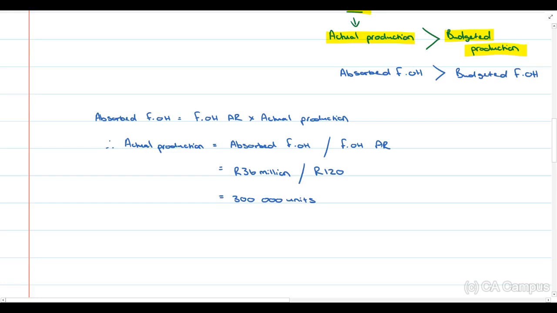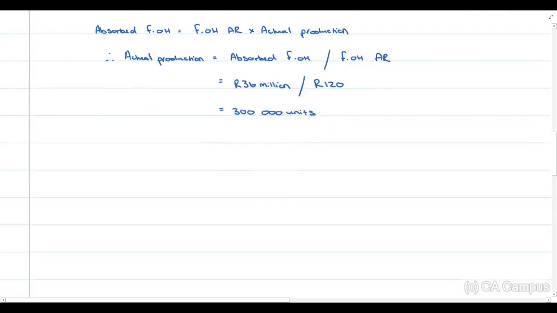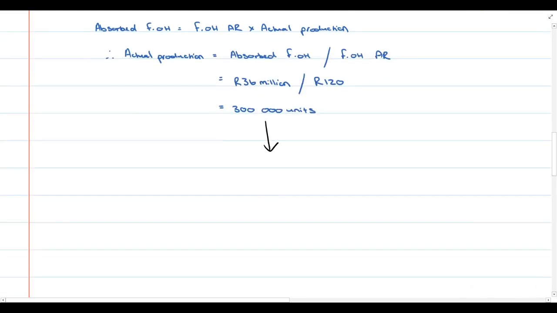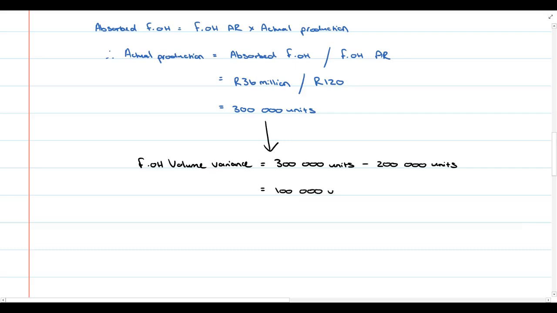And just to make sure that you're happy with the understanding of everything over here, we can take this one step further. Remember, the volume variance, fixed overhead volume variance to be more specific, is the difference between what they actually produce and what they budget to produce. So if they actually produced 300,000 units and they budgeted to produce 200,000 units, the volume variance is as a result of them producing 100,000 units more than what they budgeted to produce.